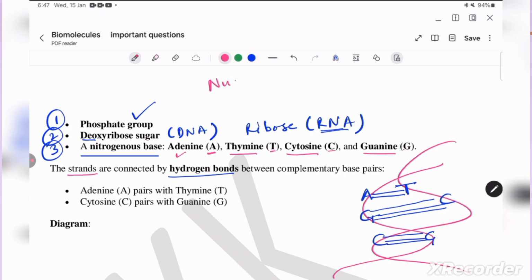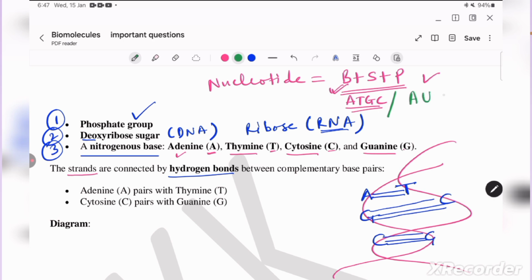So a nucleotide, in terms of mathematics, if you want to express it, is a unit which consists of base plus sugar plus phosphate unit, right? What are the bases? The bases are A, T, G, C in the case of DNA. And in RNA, the bases would be A, U, G, C. This is important for your board exam. In the case of RNA, thymine is replaced by uracil, so there is no thymine in RNA.